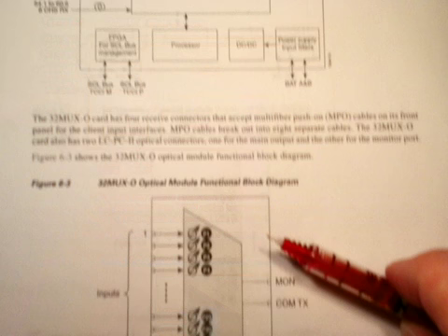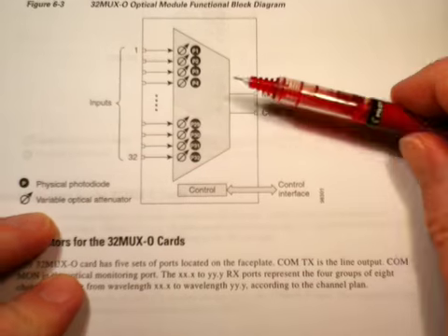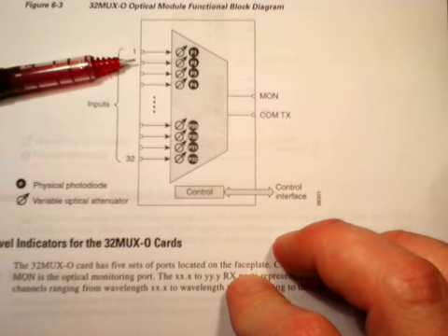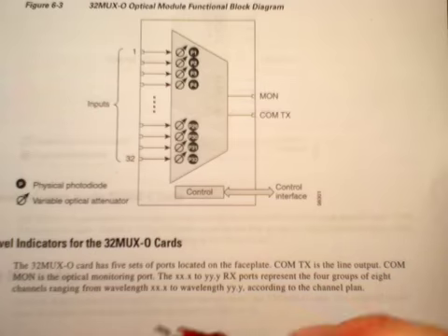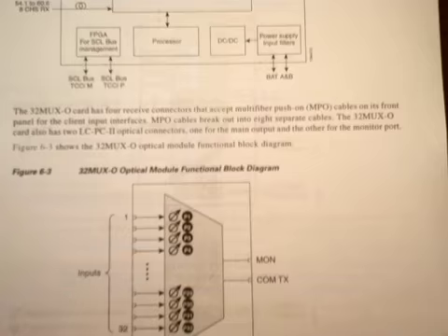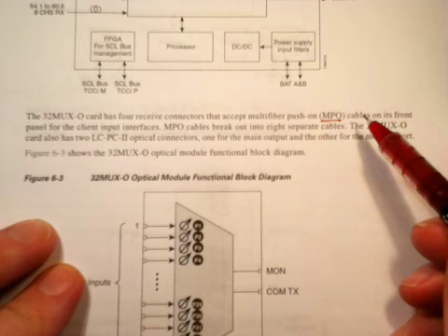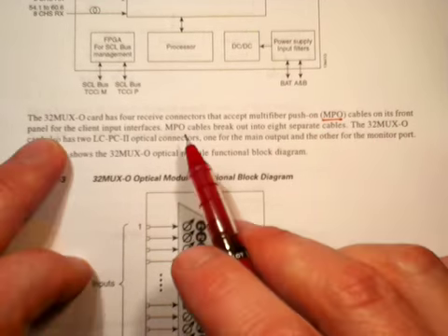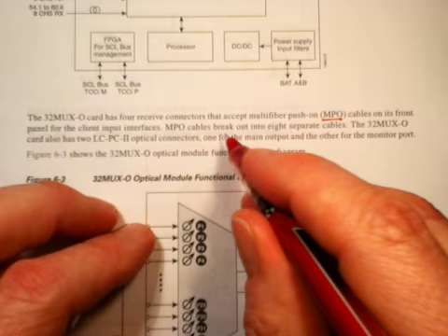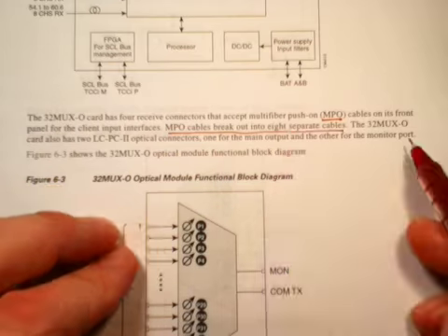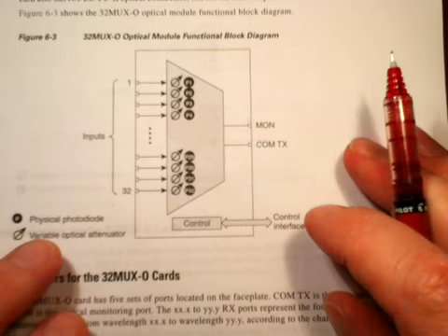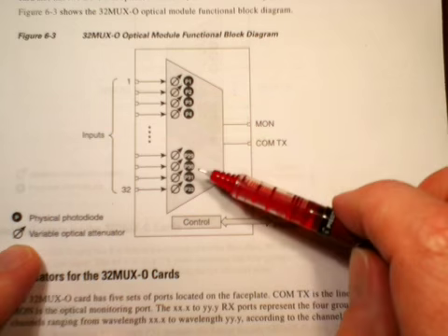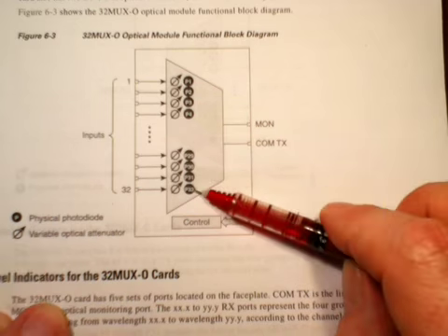And here's what the optical block diagram looks like. It's very simple. It is an optical multiplexer with 32 inputs, 8 fibers at a time on those inputs, and those are special connectors called MPO connectors. They contain 8 fibers, so they're called multi-fiber push-on cables. The MPO cables break out into 8 separate fibers. Each channel has a VOA, a variable optical attenuator, and each channel has a photodiode for monitoring purposes.